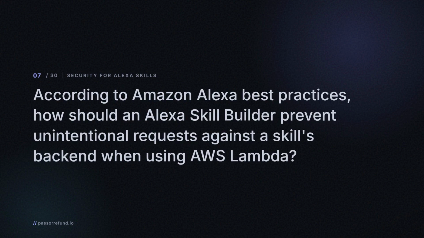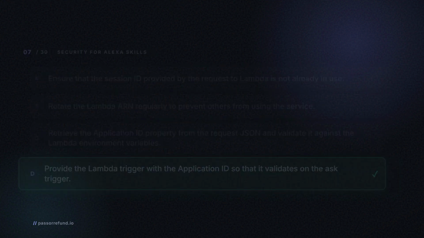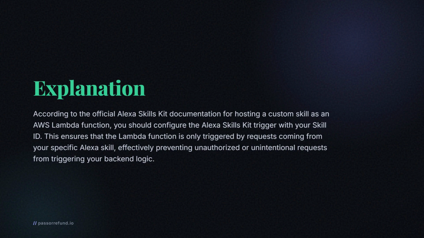Next up, according to Amazon Alexa best practices, how should an Alexa skill builder prevent unintentional requests against a skill's backend when using AWS Lambda? You should pick D. So, according to the official Alexa Skills Kit documentation for hosting a custom skill as an AWS Lambda function, you should configure the Alexa Skills Kit trigger with your skill ID.